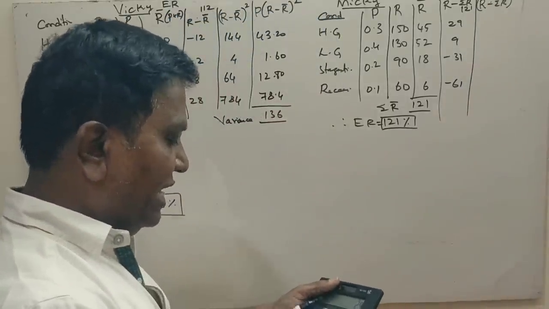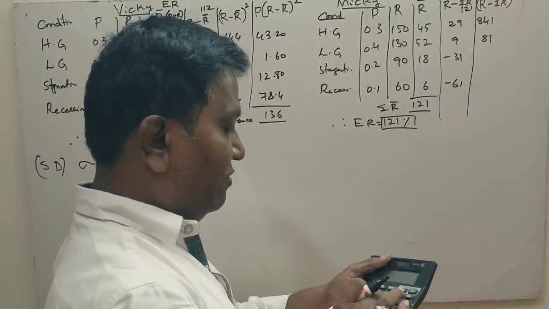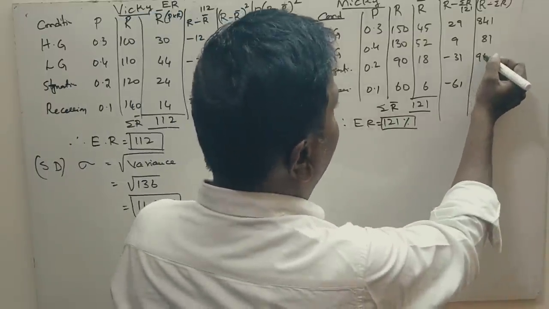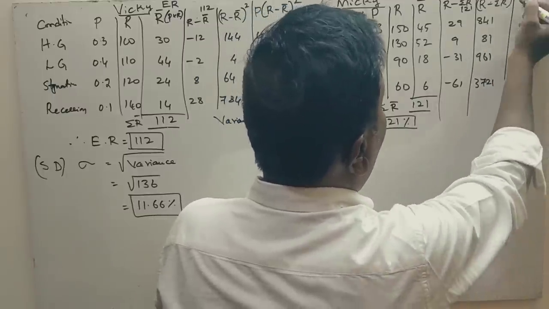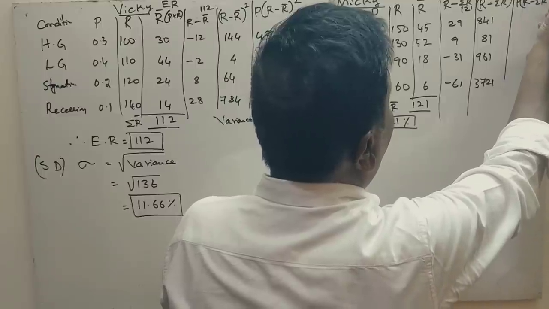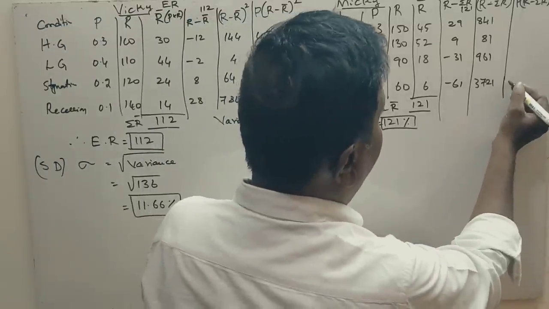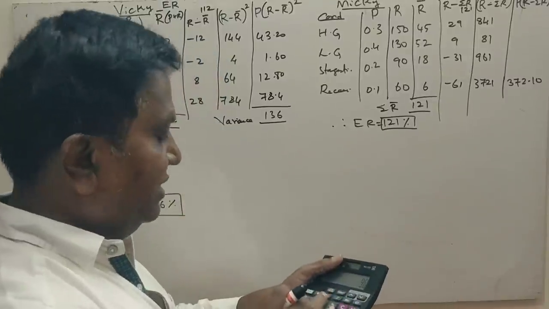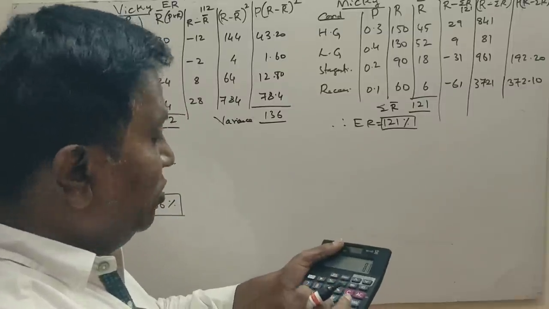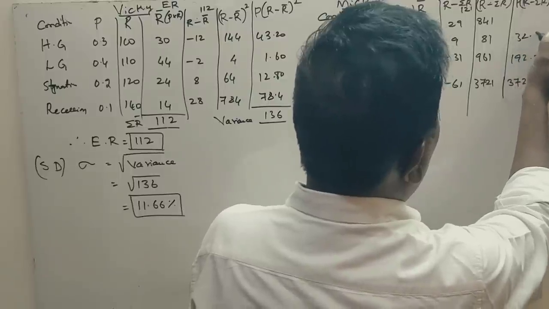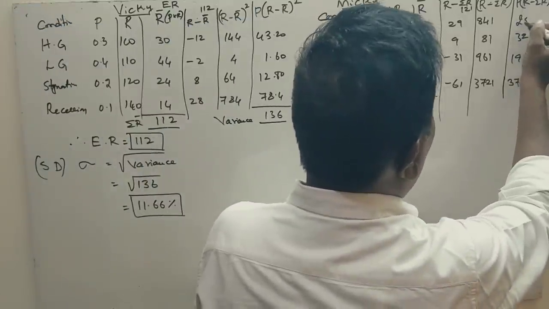So 29 into 29, 841. 9 into 9, 81. 31 into 31, 961. 61 into 61 is 3721. Now finally, we should find out P into R minus summation R dash square. So multiply with the probability. 3721 into 0.1 is 372.1. 961 into 0.2 is 192.2. 81 into 0.4 is 32.4. 841 into 0.3 is 252.3.